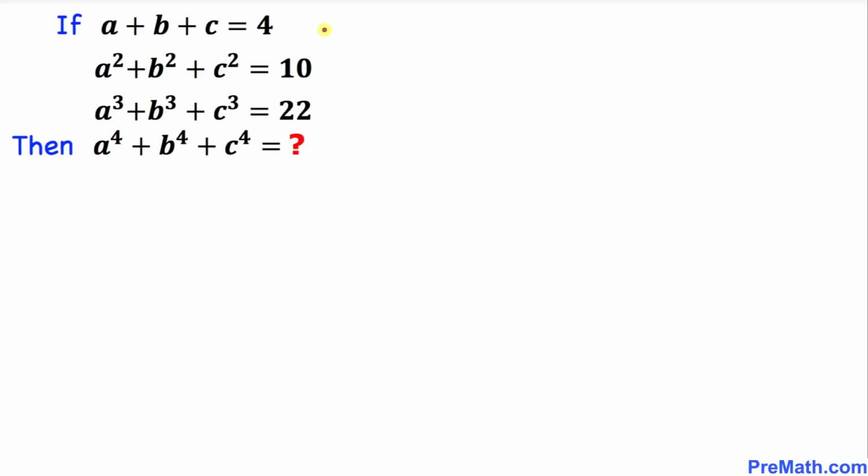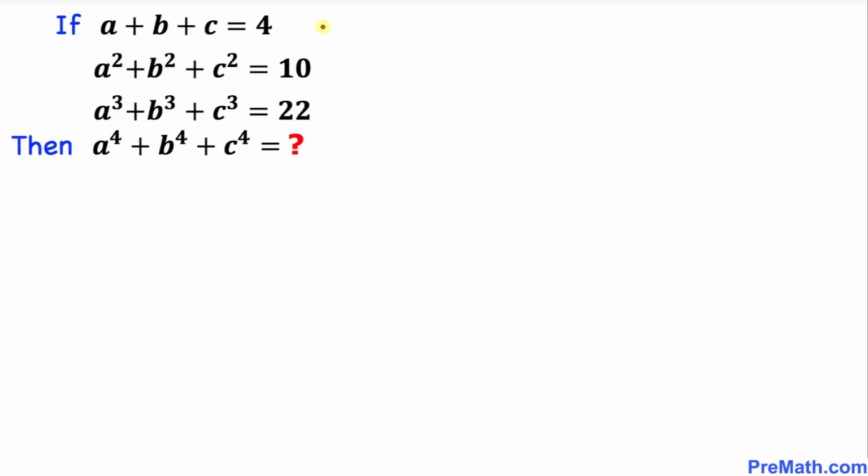A plus B plus C equals 4. A squared plus B squared plus C squared equals 10. A cubed plus B cubed plus C cubed equals 22. Then the question is, what is going to be the value of a power 4 plus b power 4 plus c power 4? So let's go ahead and get started with the solution.